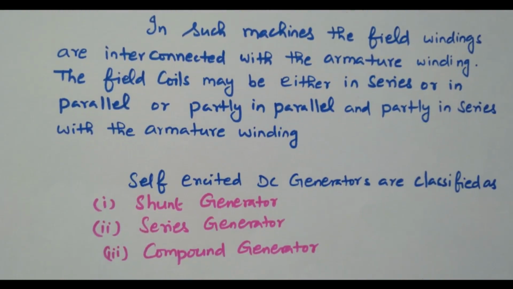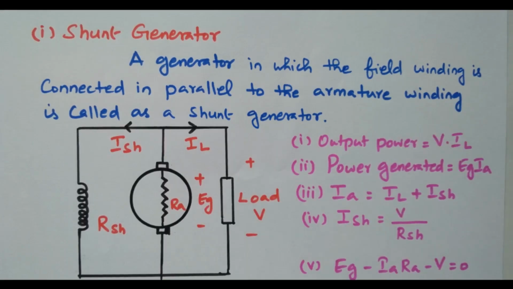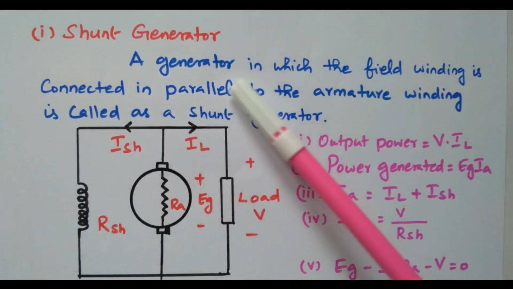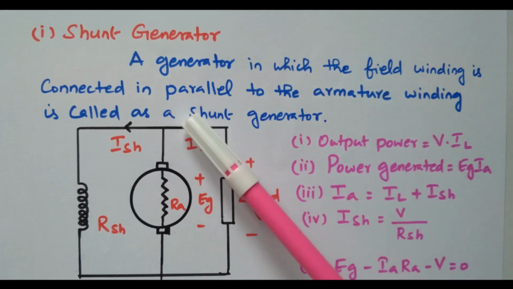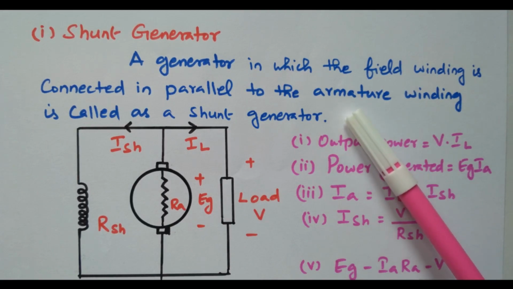Based on that, it is classified as a shunt generator if the field winding and armature winding are connected in parallel. A series generator has both field winding and armature winding connected in series. A compound generator has both connected in series as well as parallel. Now we will see these types one by one. In the shunt generator, the field winding is connected in parallel with the armature winding.